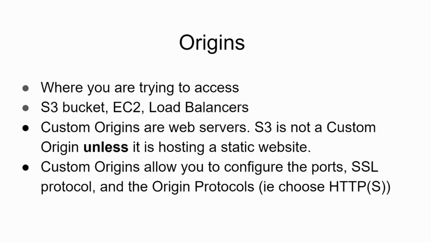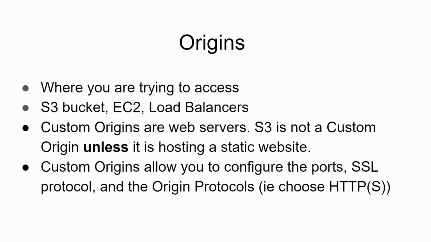So what are origins? Basically, an origin is the final destination the user is trying to reach. It's basically where the file exists. It could be an S3 bucket, an EC2, a load balancer, etc. Custom origins are web servers. S3 is not a custom origin unless it is hosting a static website.